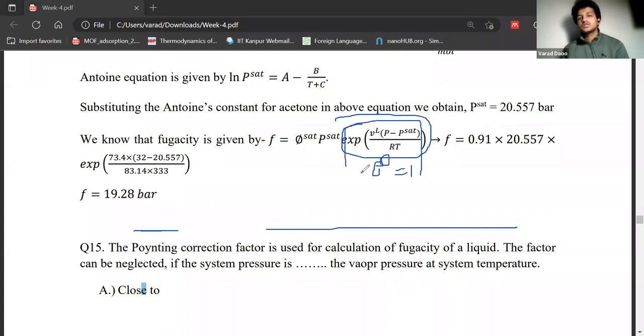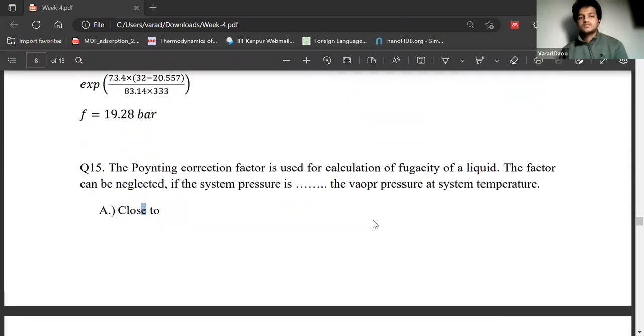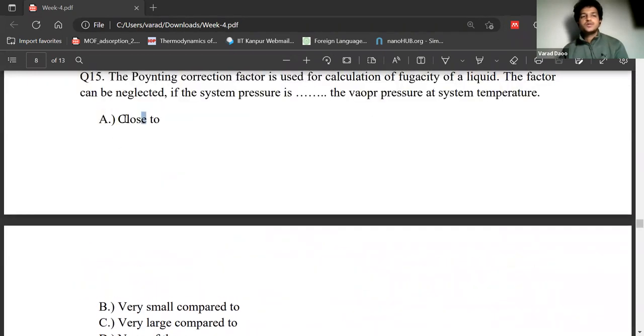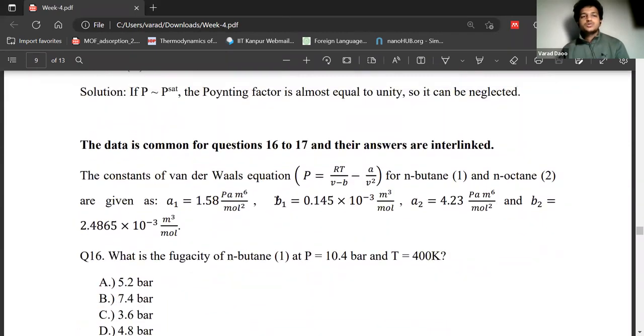This is what is Poynting correction factor, right? It will come to 1. So if system pressure has to be very close to saturation pressure, then only we can neglect the Poynting correction factor. Actually, we don't neglect, it becomes 1, right? The correct answer is option A, close to. Okay, we'll move on to the next question.